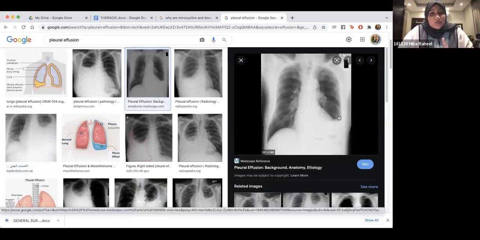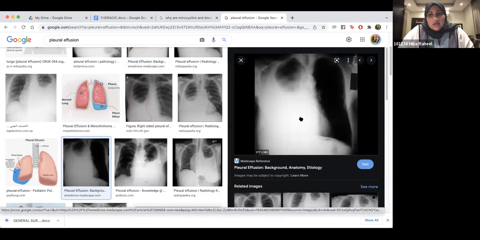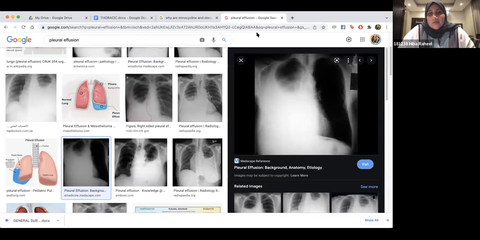Again, here it's only on one side. This is pneumothorax. Honestly, it's a very bad x-ray, so it can be both. I really can't tell. I'm not an expert, to be honest, but yeah, I hope that's clear.